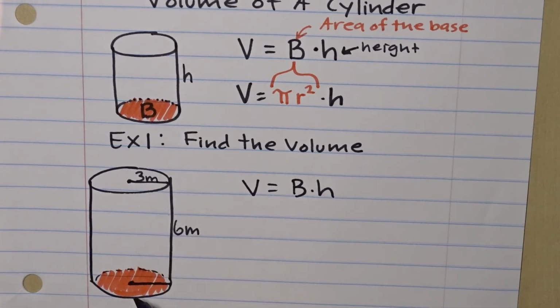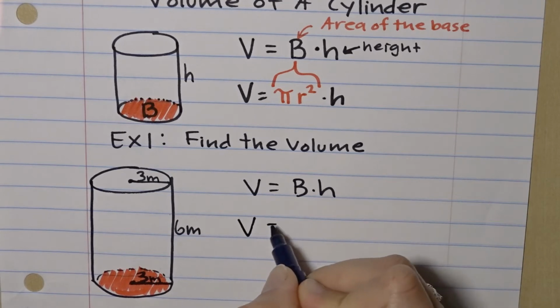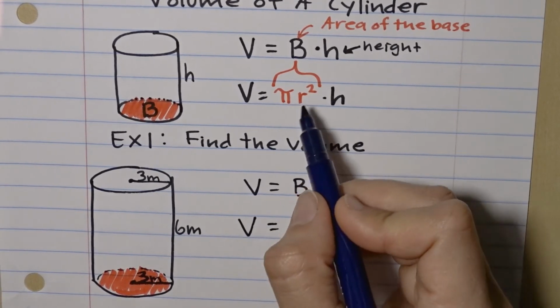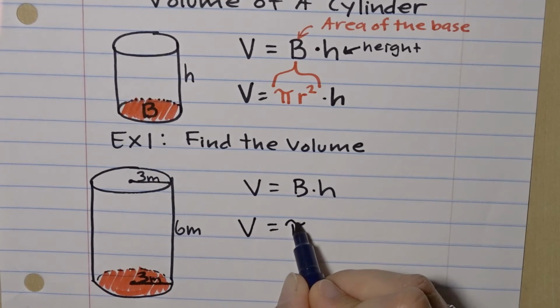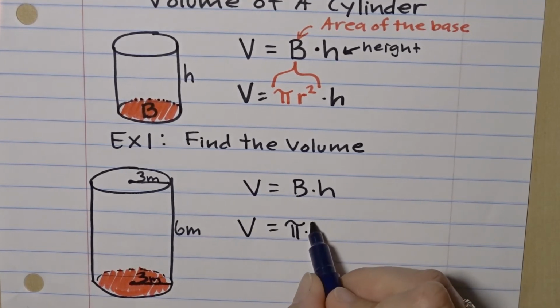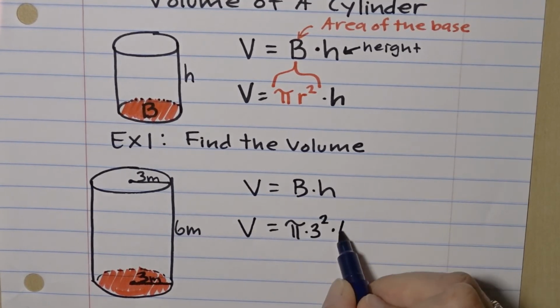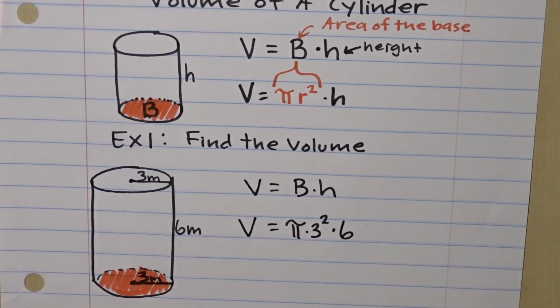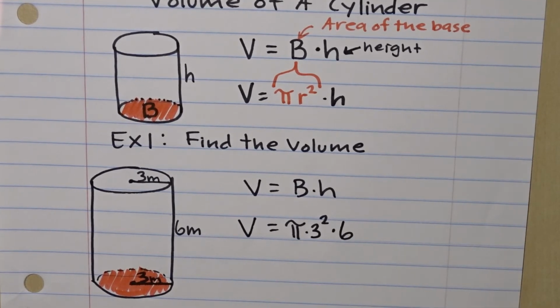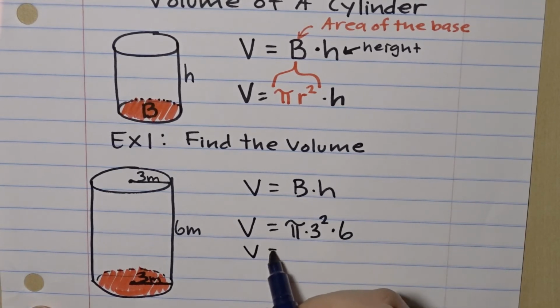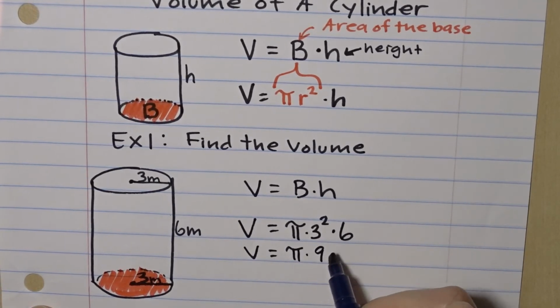Well, if the top and the bottom are the same circles on a cylinder, then I'm also going to say that the radius on the base is also 3 meters. Sorry, it's dark, you can't see it, but the radius on the bottom is also 3. So we're going to start filling this in. The base, which I'm going to use the area of a circle, pi times the radius squared, times 6, which is the height. Then you end up with volume equals pi times 9 times 6.